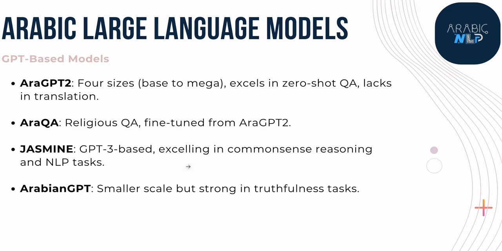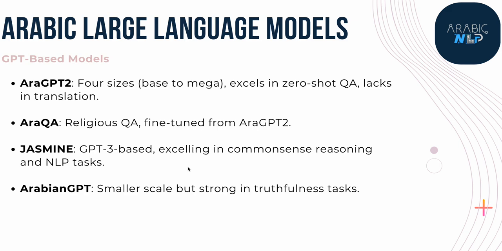Now, speaking about decoder-only models, particularly GPT-based models, which bring generative capabilities to Arabic NLP, like AraGPT-2, which is a foundational model that excels in tasks like zero-shot question answering. It struggles somewhat in translation. Building on this, we have AraQA, which is fine-tuned for religious question answering. Jasmine, inspired by GPT-3, scales up with billions of parameters and excels in tasks requiring reasoning and natural language understanding. We have Arabian GPT, which is a series of small-scale models, but it is actually good in truthfulness tasks. Okay.